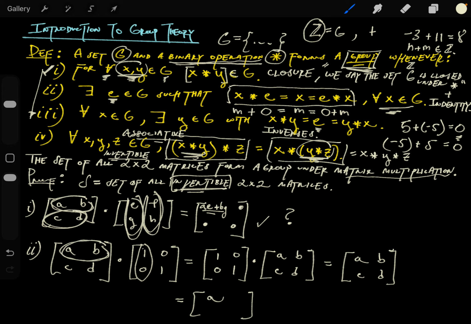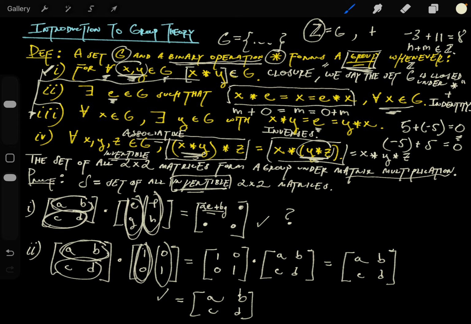Then I'm going to do this times this to get this one. And then I'm going to get 0 times A is 0, plus B times 1, that's just B. And then I go on to here. C times 1 is C, plus D times 0 is just C. And then C times 0 is 0, and then D times 1 is D. And you need to know how to do the matrix multiplication in order to see that you get back the original, which is this idea right here, right?